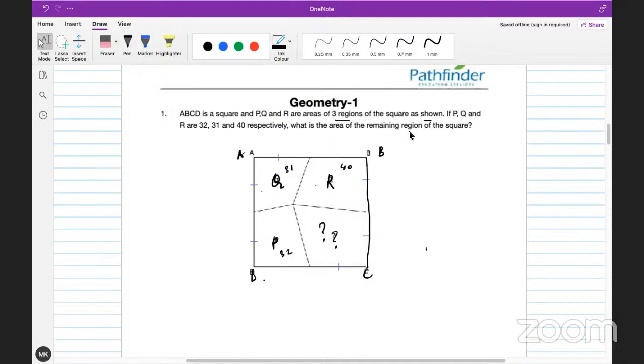Today's session is based on very basic properties of areas. Let us see how many of you can solve this one. Already 1 minute.